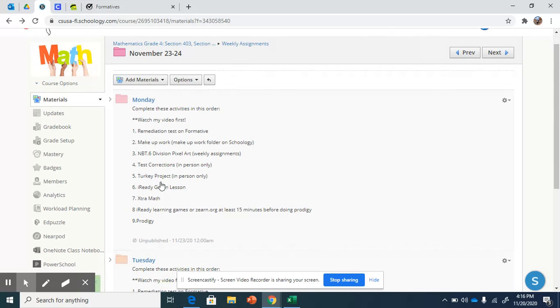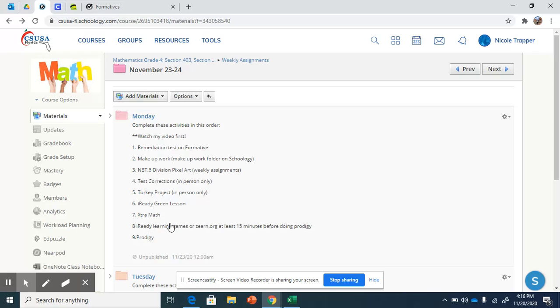If you're done with all 5 of those things, you can move on to having an iReady Green lesson passed for this week. I'm only assigning 1 iReady Green lesson for this week, but if you have time to do more, that is awesome. Extra math after that, then iReady Learning Games or Zearn. You only have to pick one of these, but you need to do one of these for 15 minutes before logging into Prodigy. And then after that, you are free to play Prodigy.